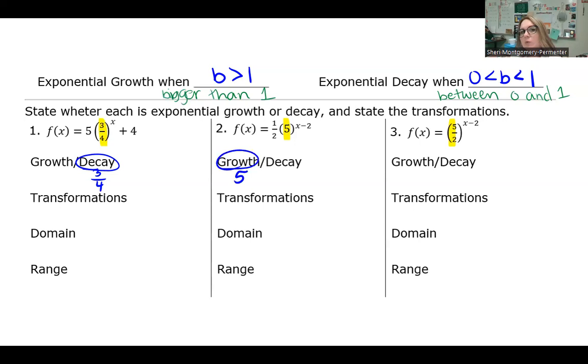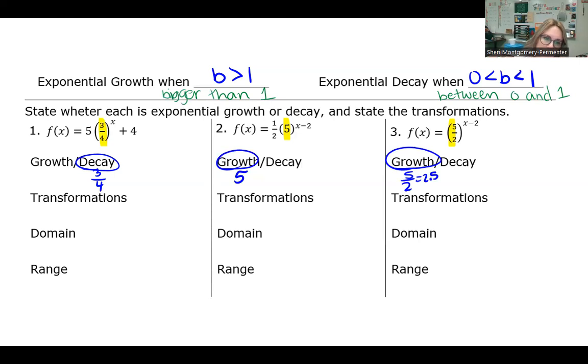What about 5 over 2? It's also growth, because 5 over 2 is 5 halves or 2.5. So 5 over 2 is a number bigger than 1. So it is growth. So be careful. Don't just assume that every time you see a fraction that it is decay. Sometimes it is growth.